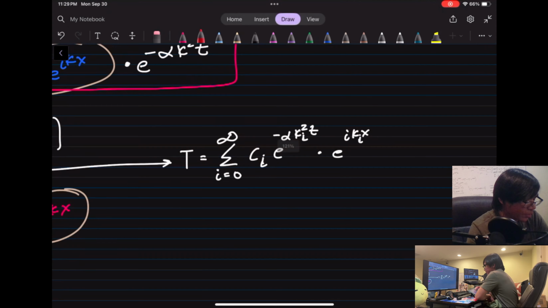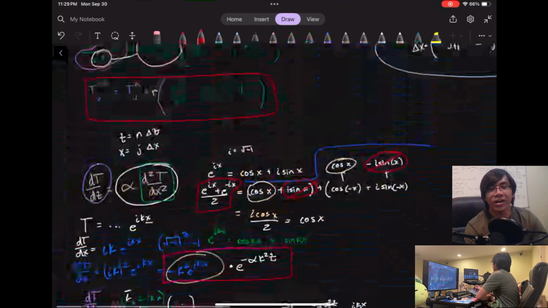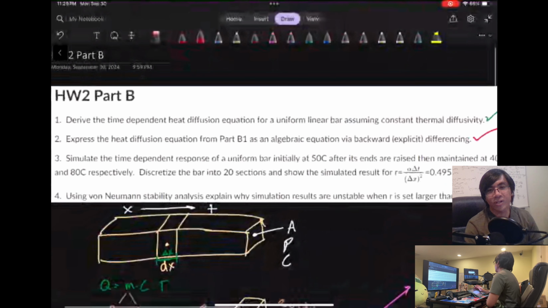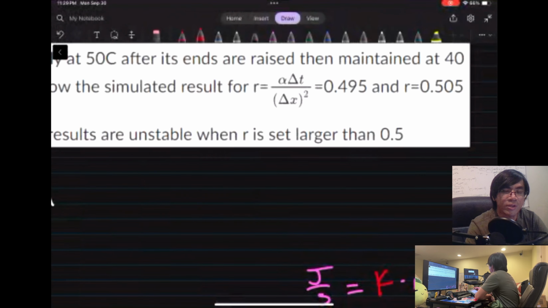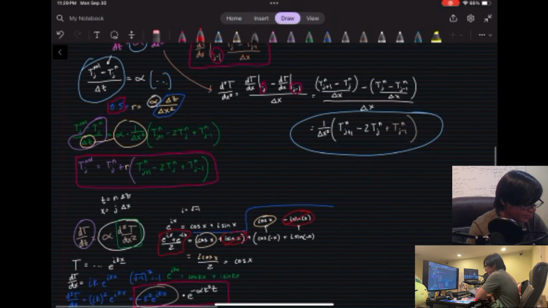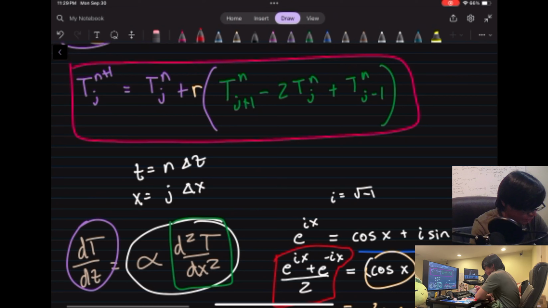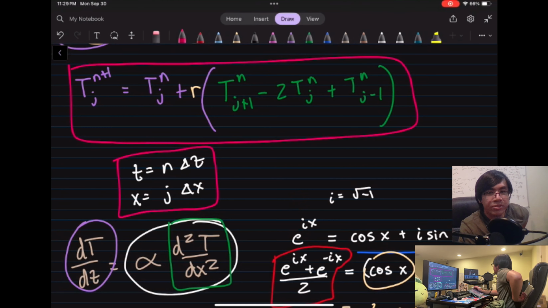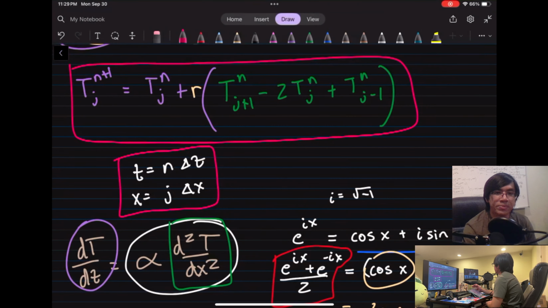But instead, we're going to be focusing on our stability analysis. Going back to remember what we're doing, we're going to solve for why setting r larger than 0.5 results in those oscillations. So now we'll finally get into why this is very important: the substitution of time with our discretizations and our number of steps taken, whether it was time or position.